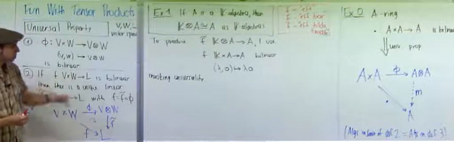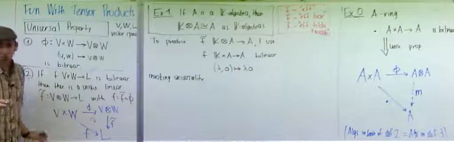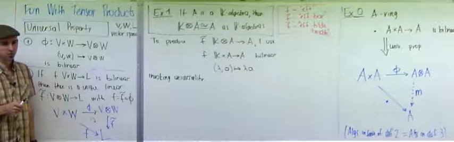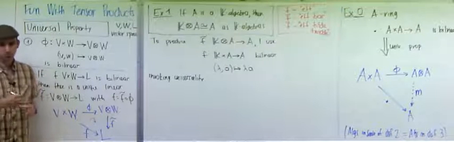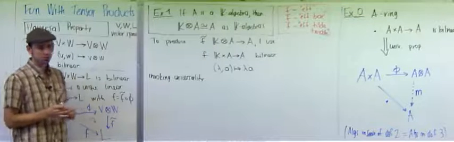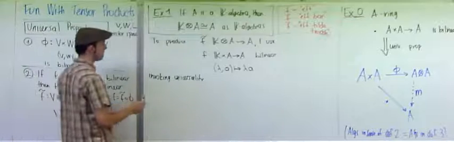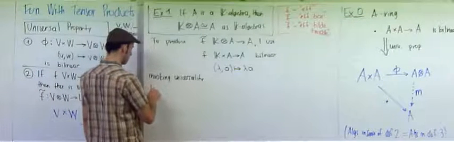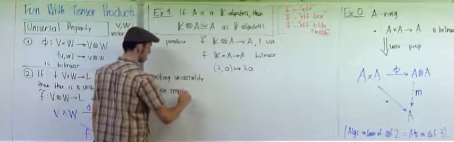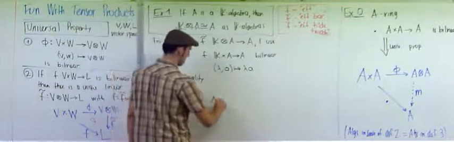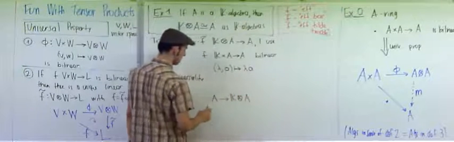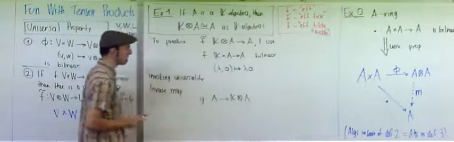Okay, so I have this, and now I need to check that this is an isomorphism. How do you check that something is an isomorphism? Well, there's a couple of ways. You could prove that it's injective and surjective, or you could give me an inverse. You could construct the inverse map. And in this case, I claim that the inverse map is easy to construct. I want to construct a map from A to K tensor A. That should be the inverse.